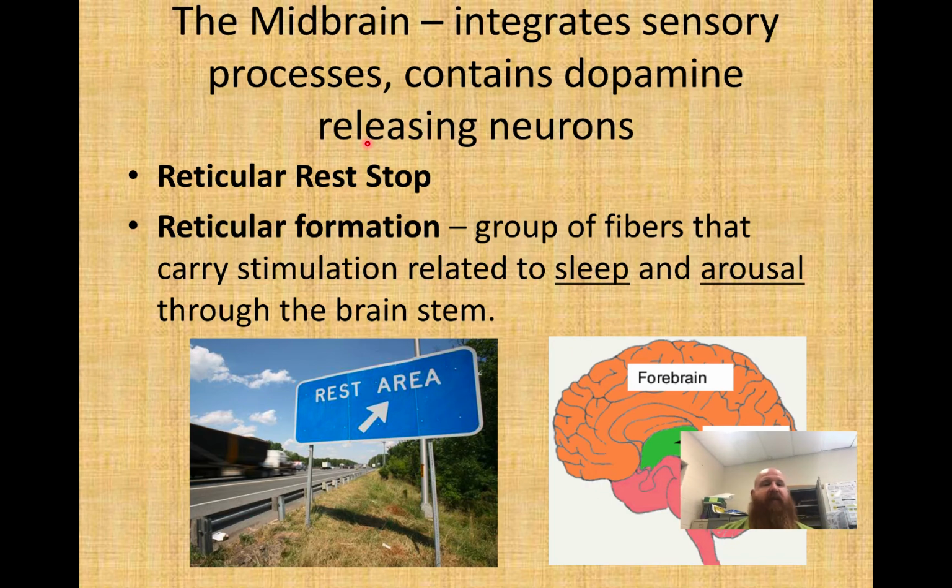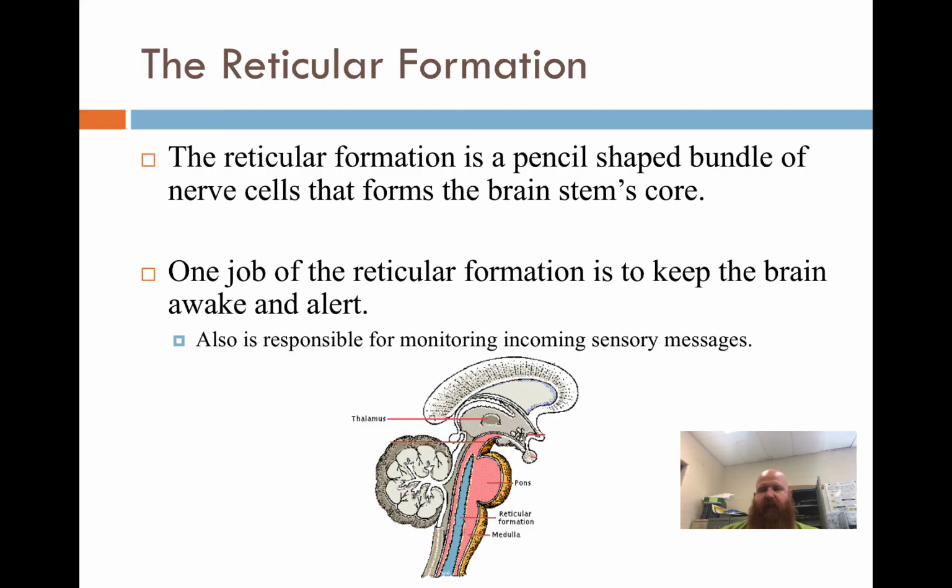You can think of this like the reticular rest stop. This is a group of fibers that carry stimulation related to sleep and arousal through the brain stem. The reticular formation runs straight up and down. Here's another example of that, and again, you've seen this illustration before. Here's the pons, which is the bridge. Here's the medulla, this area in here.